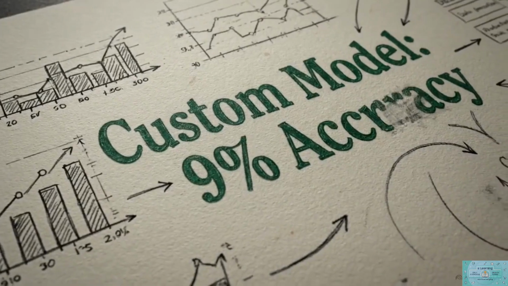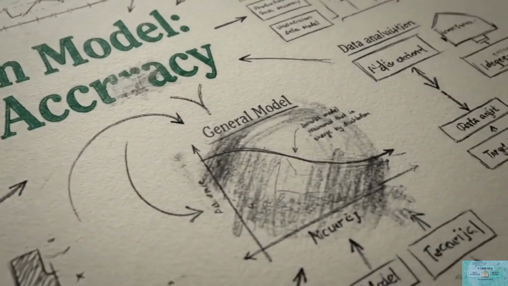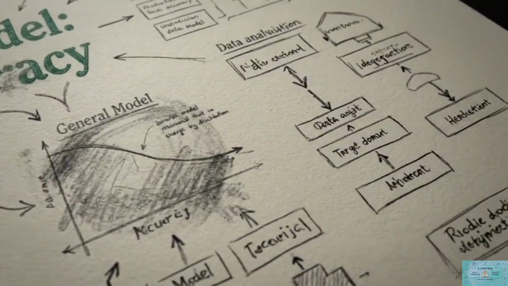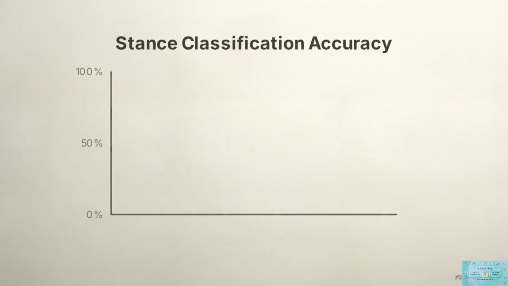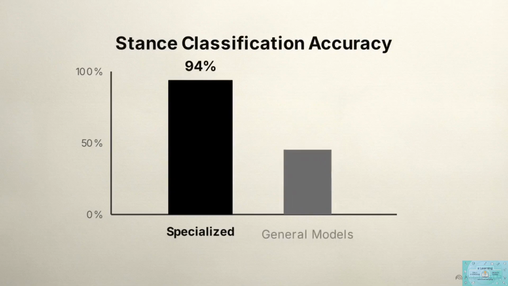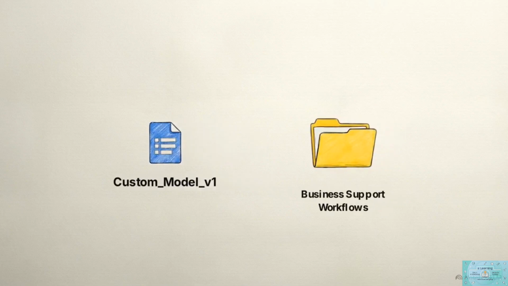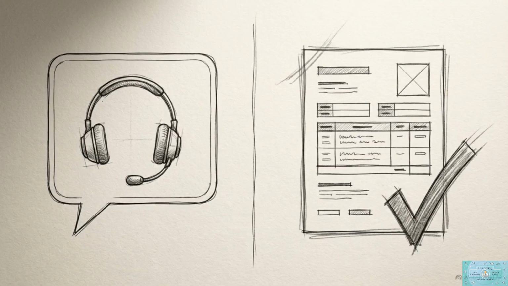This specialization is why fine-tuned models can outperform GPT-4 by over 50% in accuracy for specific tasks. In studies of stance classification, for example, these specialized models achieved 94% accuracy, while the largest general models struggled to reach 61%. You can now export this model to be integrated into your own business tools, from customer support systems to automated content generation workflows.